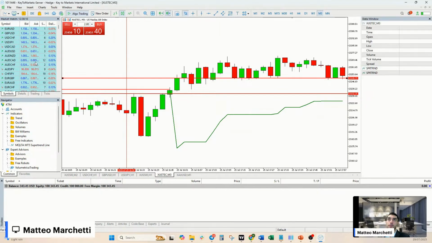So, for example, if I would like to enter here, just give me a second. Okay, let me open the data window. Okay, here we go. So for example, this candle here closed at 23,249.73. So I place my stop loss 10 points above, which is 259.73. Okay, so this is our stop loss.